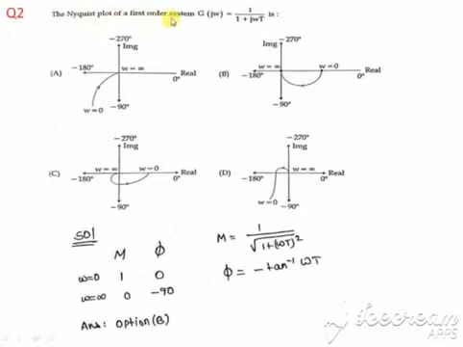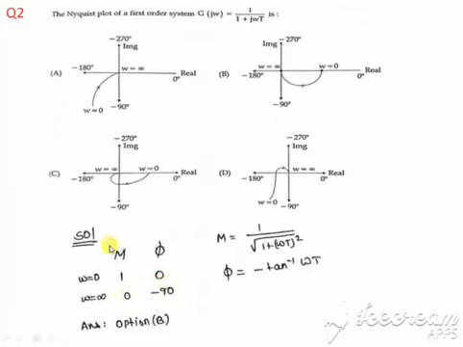Question number 2. The Nyquist plot of a first order system G of j omega equal to 1 divided by 1 plus j omega T is. Four options are given for the Nyquist plot. Solution: we need to find the magnitude and phase at omega equal to 0 and omega equal to infinity. For the corresponding function, magnitude M is equal to 1 by square root of 1 plus omega T the whole square, and phi is equal to tan inverse of omega T. When omega is equal to 0, magnitude is 1 and phase angle is 0. When omega is equal to infinity, magnitude is 0 and phase angle is minus 90.